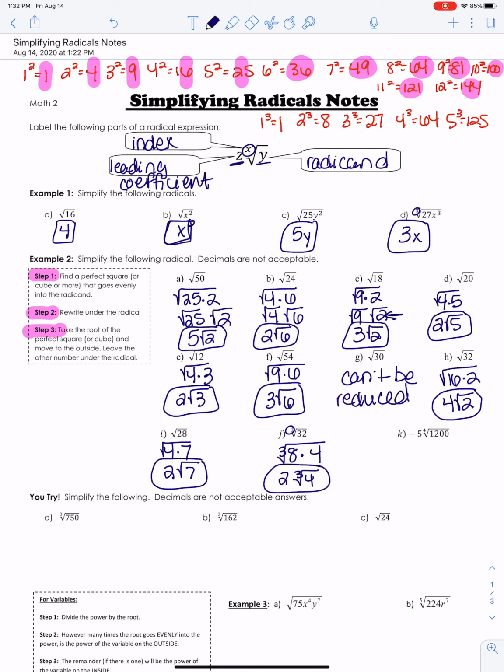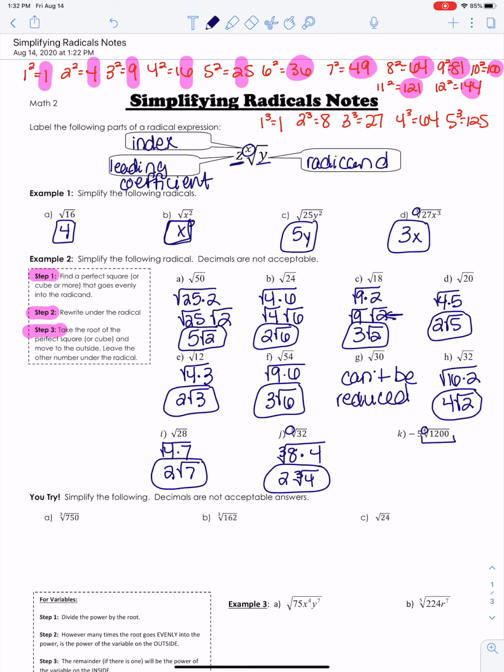Now, we get to a perfect fourth on this one, or an index of 4. What I would do is check to see if that is a perfect fourth. You can check on your calculator. You can check in Desmos, type it in Desmos, and use it. So the fourth root is going to be, let's see. Okay, so that one doesn't give us a perfect fourth. So what we have to do is find a perfect fourth. So we're looking for numbers that go evenly into 1200. That will give us that.